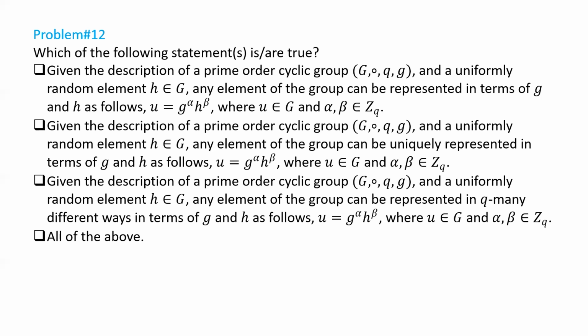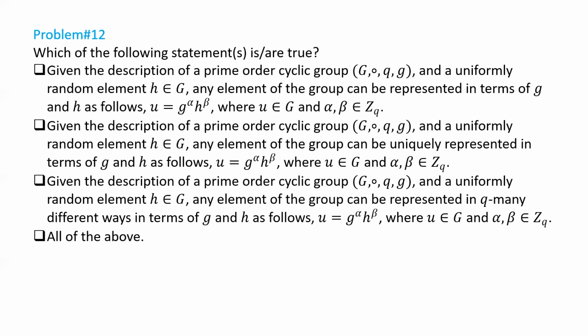Okay, so basically you have information about the generator G, and you are also provided with the uniform random element H, which is fixed. Now, any element of the group actually can be represented in this form, G to the power alpha into H to the power beta, for some alpha, beta in Z. Now, this representation is possible. So the first statement is true.